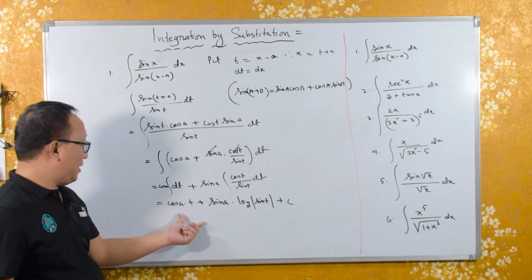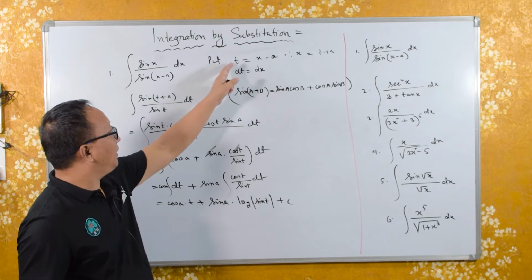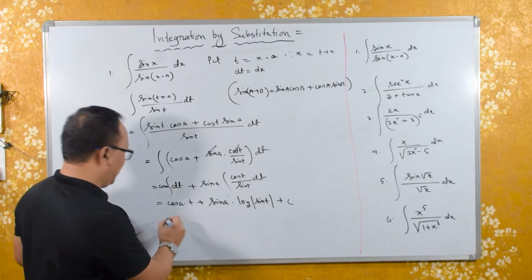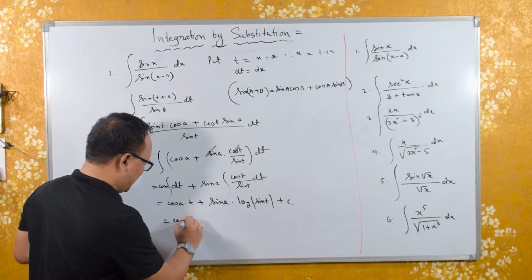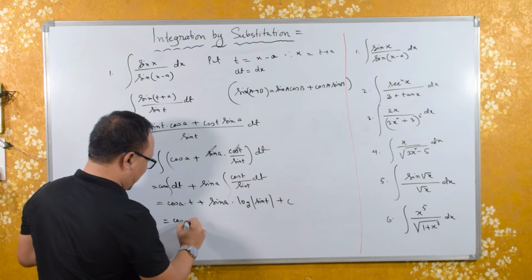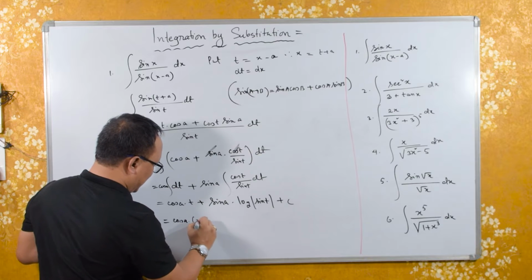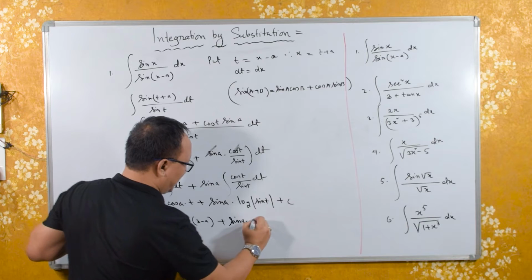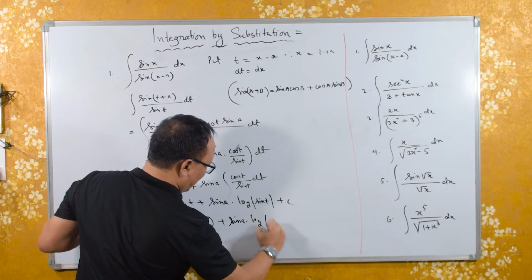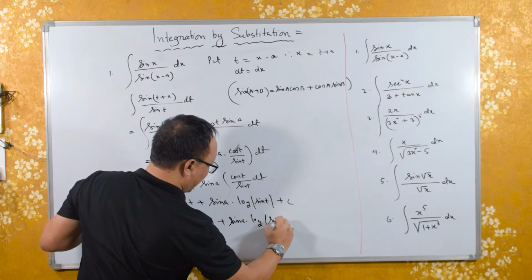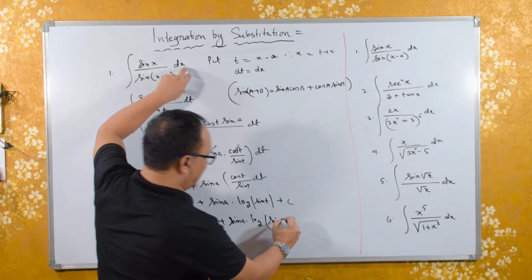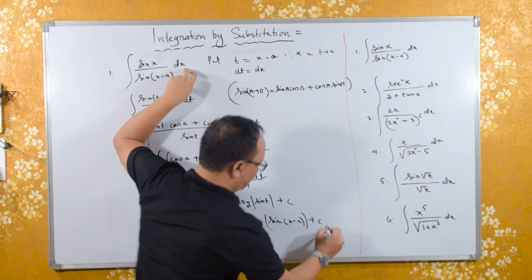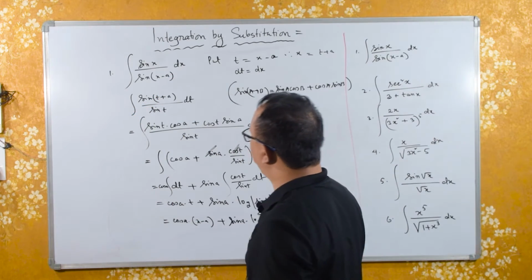Now the variable, which I already put as t equals x minus a, we have to substitute over here. So it is cos a into x minus a plus sine a into log of sine of, what is t? t is x minus a, plus c. This is the required answer.